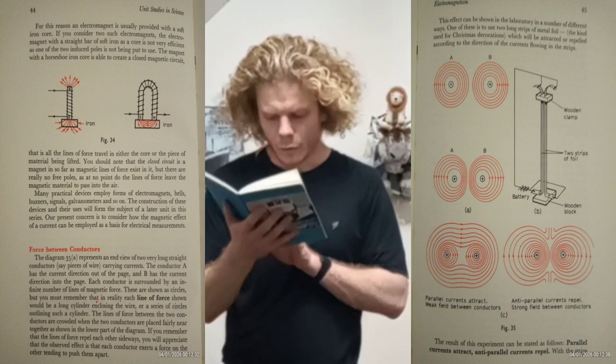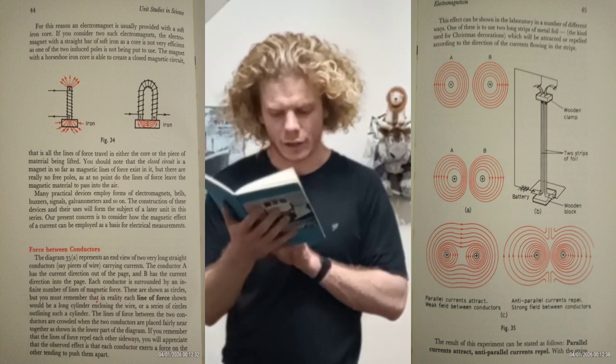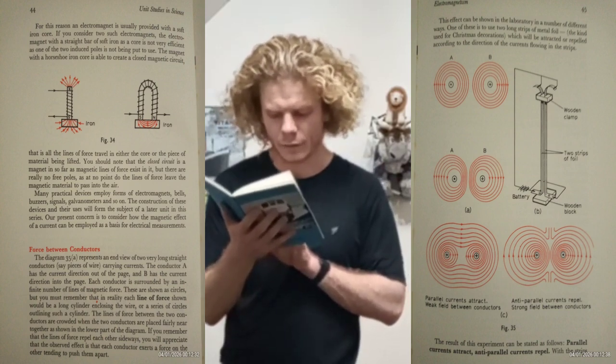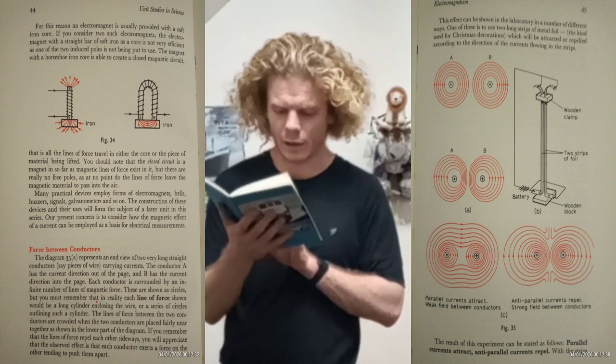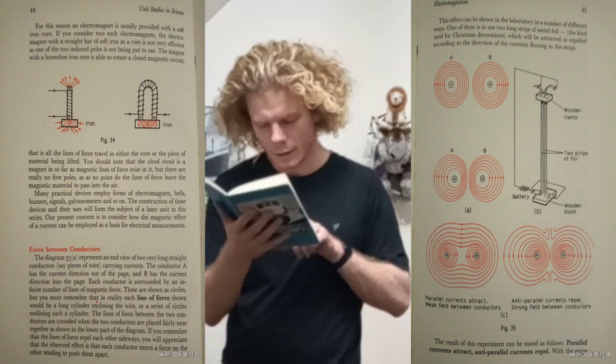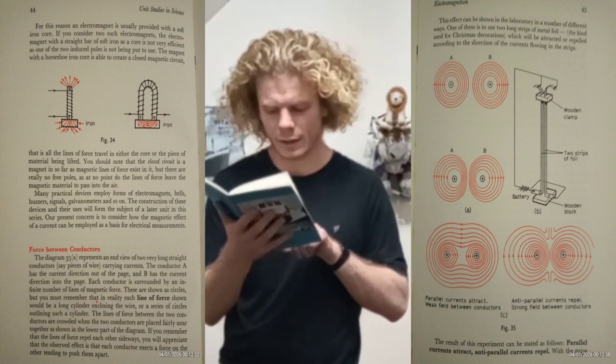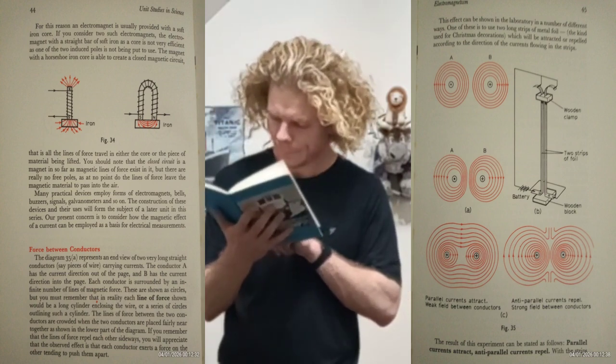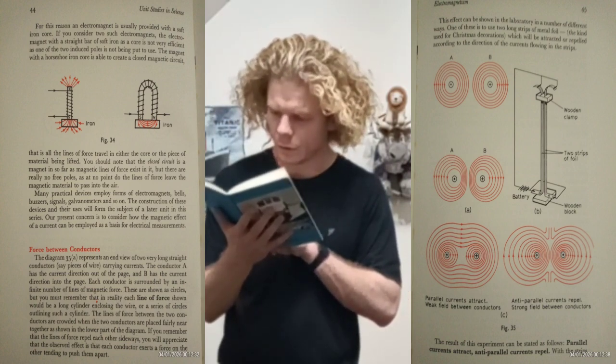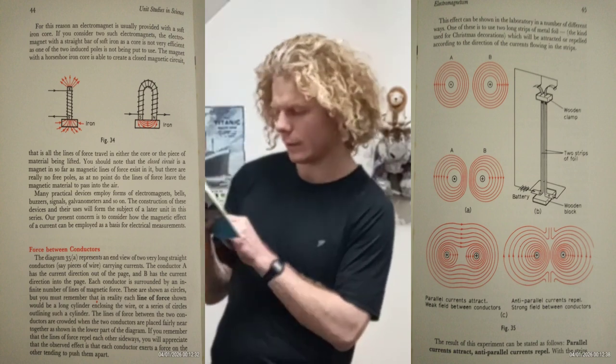The lines of force between the two conductors are crowded when the two conductors are placed fairly near together, as shown in the lower part of the diagram. I don't know which one. Do I mean this or this one? Maybe.